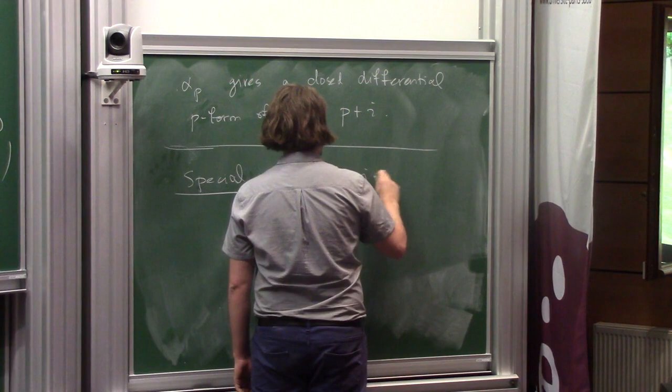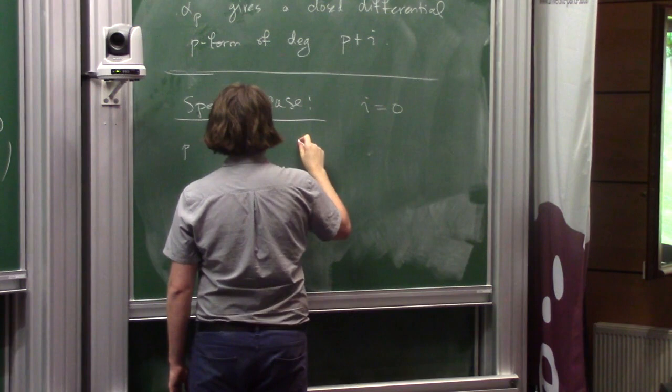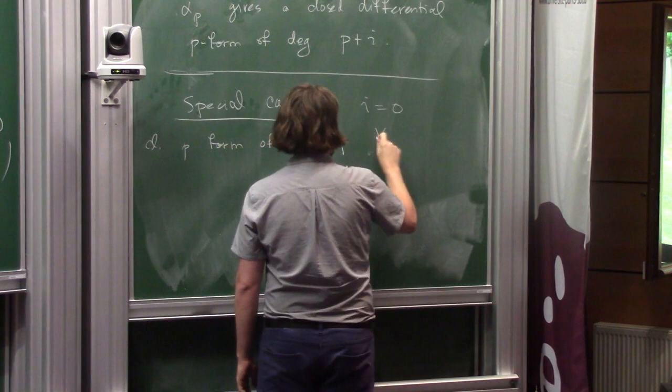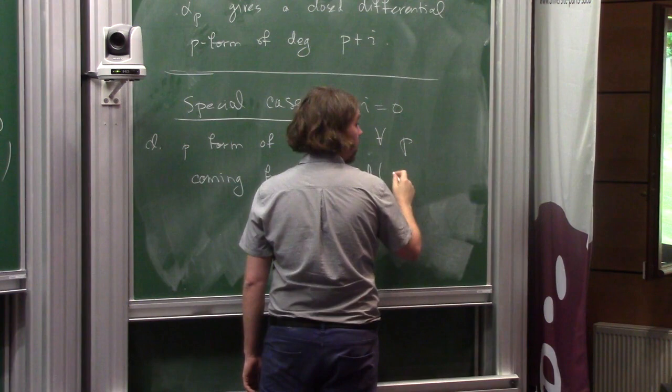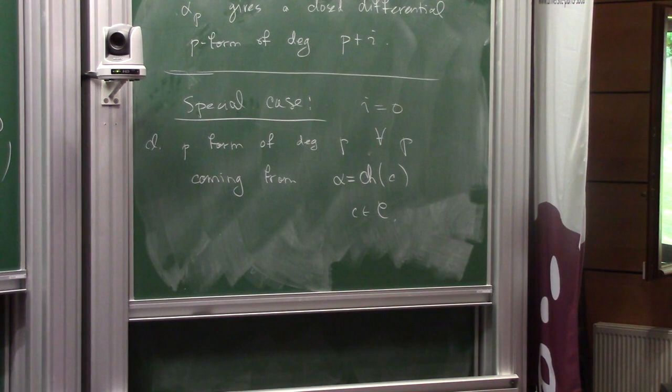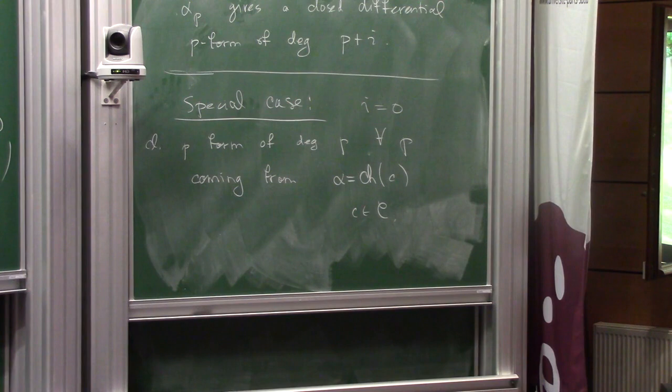Then I get a closed P-form of degree P for all P, coming, for instance, from, suppose this alpha was the chain character of an object in my category. So those will give integral classes. Those are interesting, but I'm not going to use them. What I do want to use is the following: something that's not a chain character, it's more like a volume form on my category.